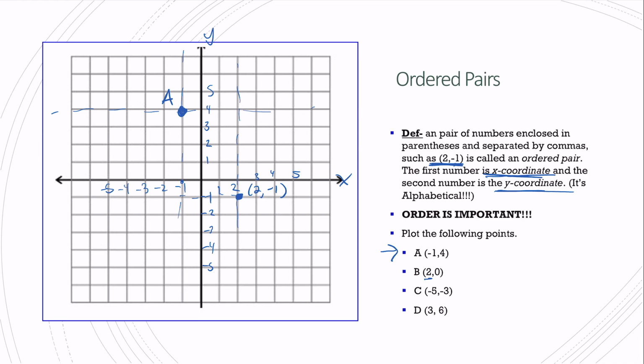For B, I'm going to go where x is 2 and y is 0. Now, y is 0 right on our x-axis, right? This is 0. So this would be point B. C is where x is -5, so x is -5 down here, and y is -3. So here's where y is -3 on this line. That's where those two lines intersect. So that would be our C. And then D is when x is 3 and y is 6. So that would be this point right here.